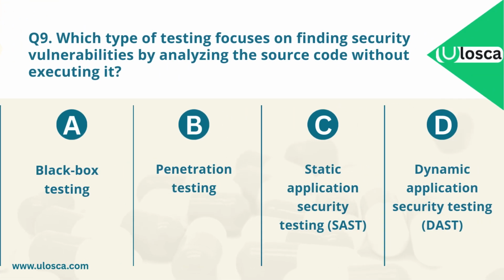Question 9. Which type of testing focuses on finding security vulnerabilities by analyzing the source code without executing it? A. Black box testing. B. Penetration testing. C. Static application security testing. D. Dynamic application security testing. Which one is the correct answer?